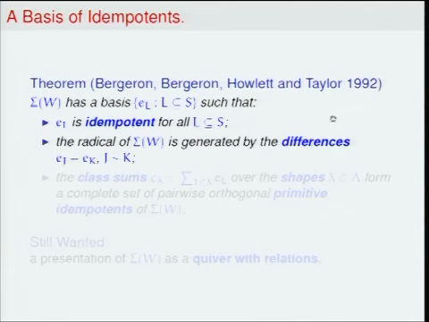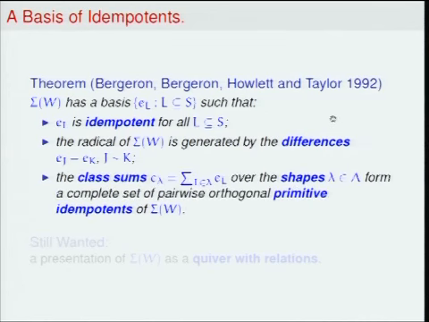It's a basis which has the property that each basis element is an idempotent. It shares with the basis of the little x's the property that the radical of the descent algebra is still generated by differences of things labeled by conjugate subsets. And it allows us to write down formulas for a complete set of pairwise orthogonal primitive idempotents for the descent algebra as class sums over classes of conjugate subsets of S, which I call shapes, and we will come back to this concept of shapes and look at it more closely in a minute.